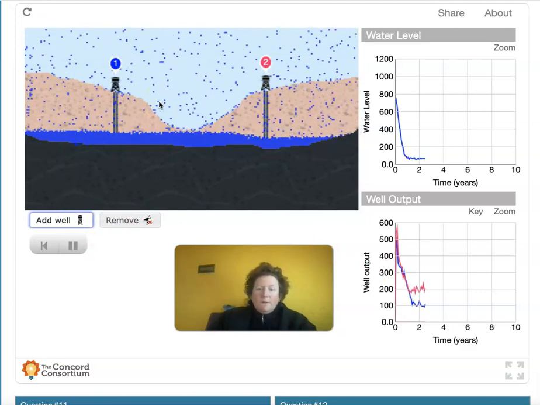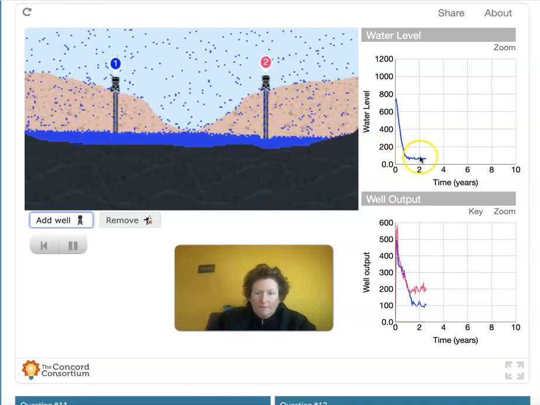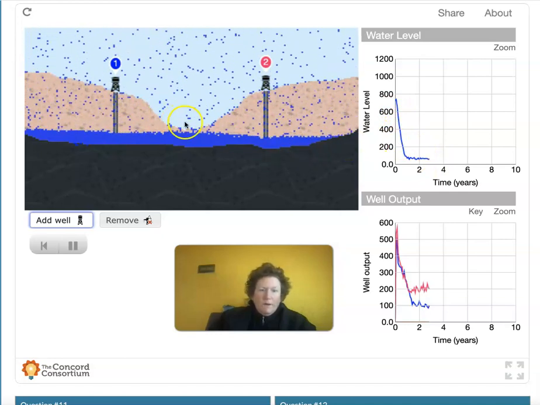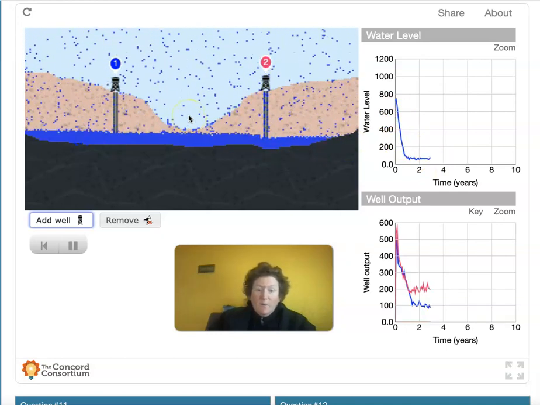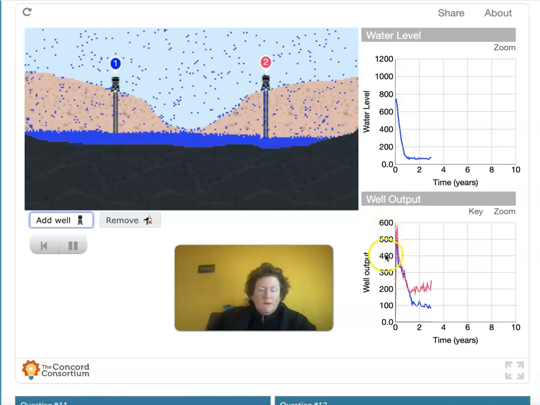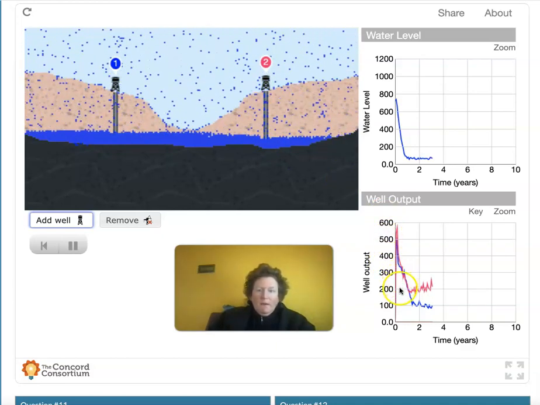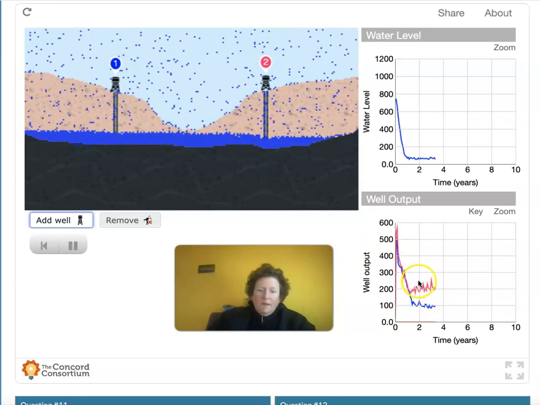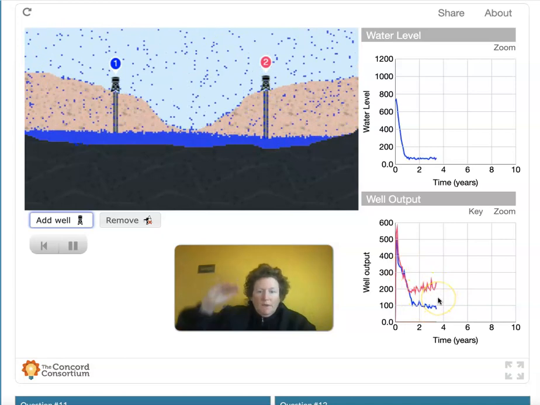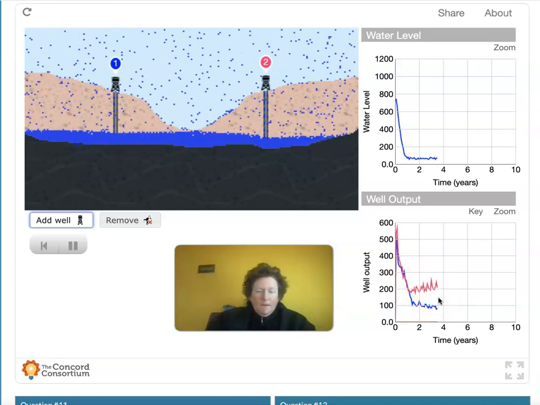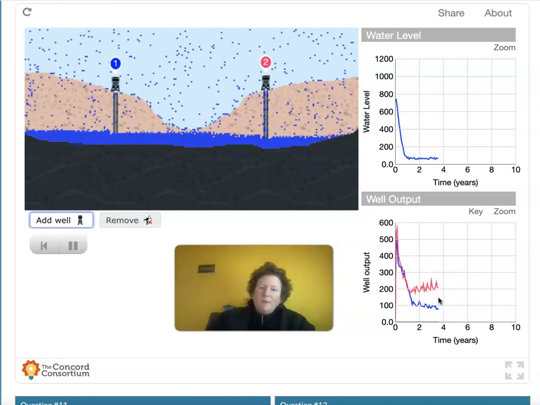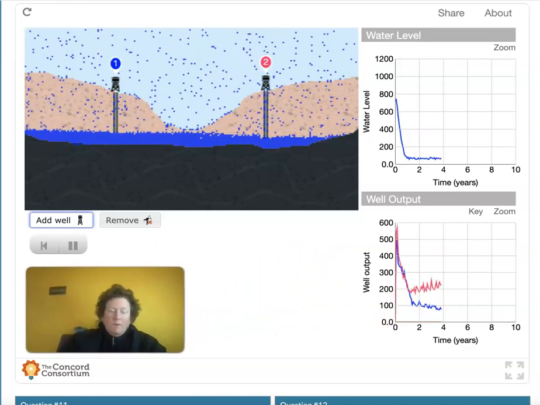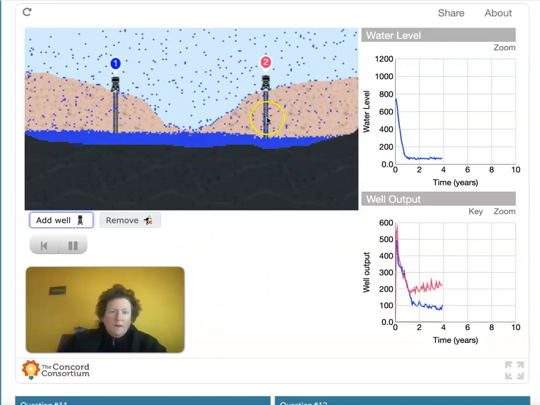Okay, I've let the model run for a while. You can see we're at almost 3 years here. The water level has gone way down, and where's the stream now? Is it there anymore? We're also looking at our well output. Well 2 and well 1, the blue line and the red line, have both gone down. And now their water output is sporadic. So that's data from experiment 1, where we put our wells near the stream.